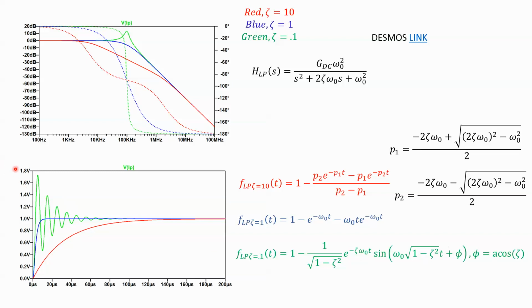Now you can actually get zeta from the peak here. In fact, it's relatively straightforward to find what the system is when it's underdamped. The other ones are a little bit harder.